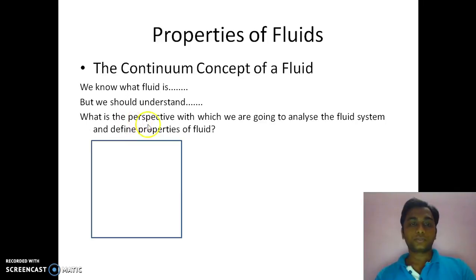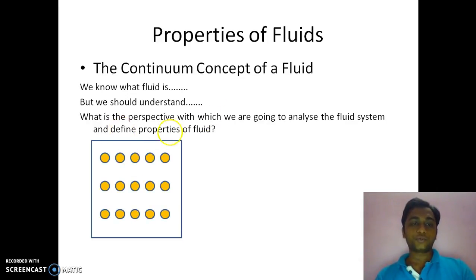So now, to define the meaning of perspective, let us consider a container. Within this container a gas is present. As we know, matter consists of molecules and molecules are in continuous motion. Here we have shown a number of molecules, but this number is just representative. Within this system there are millions and billions of molecules, but here we have just shown a representative number.